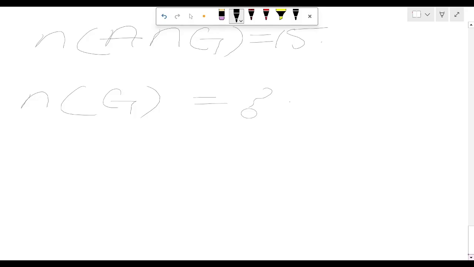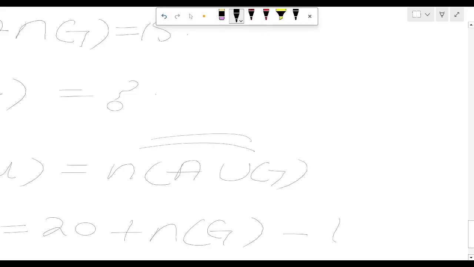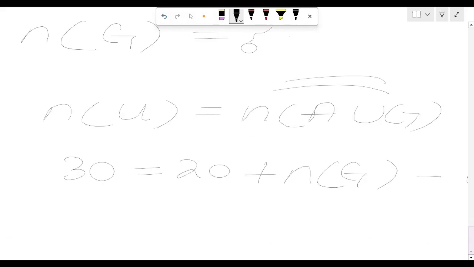So first thing that I want to clear is that the number of universal set is equal to the number of A union G. So when I use the formula, I directly write 30 because it is equal to N of A union G. So I will write 30 here. Then it will be equal to 20, because 20 is the number of A plus number of G which we are going to find, and then subtracted from their intersection, which is 15. So 20 minus 15 is equal to 5. So I'll write 30 is equal to 5 plus the number of G.